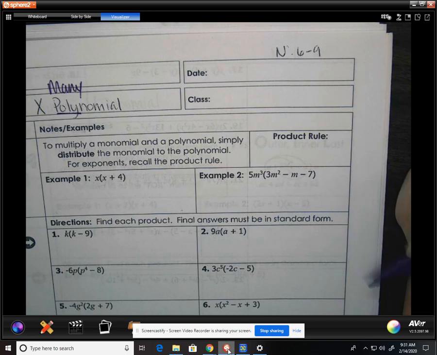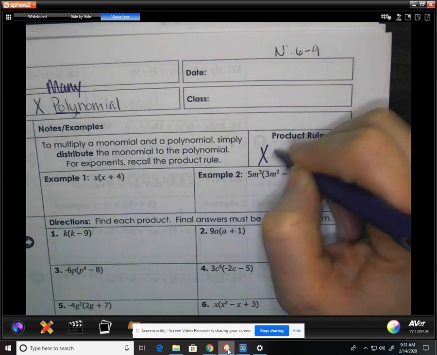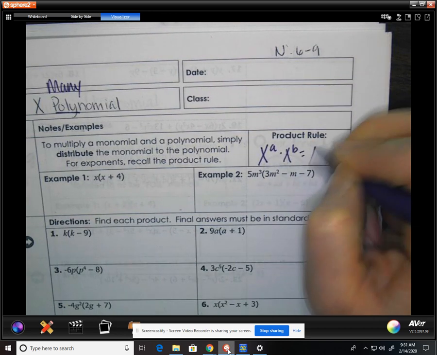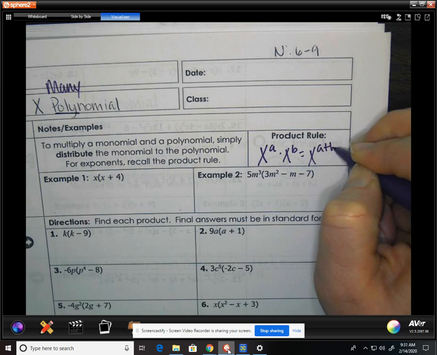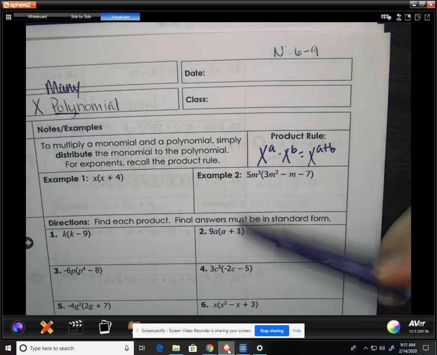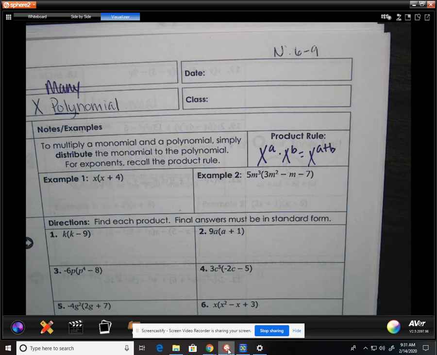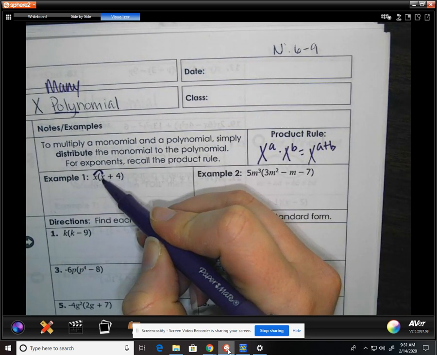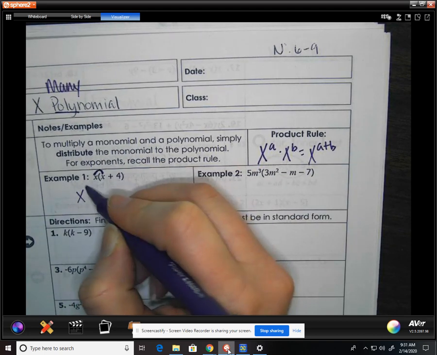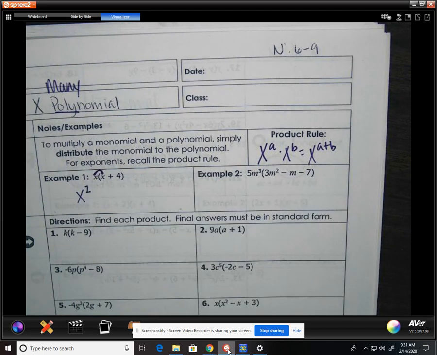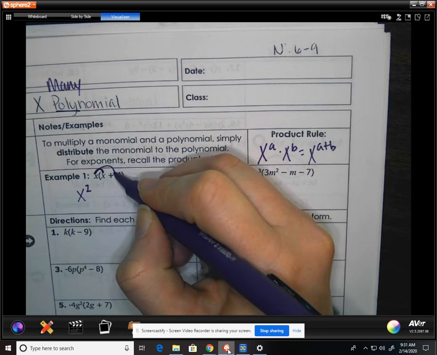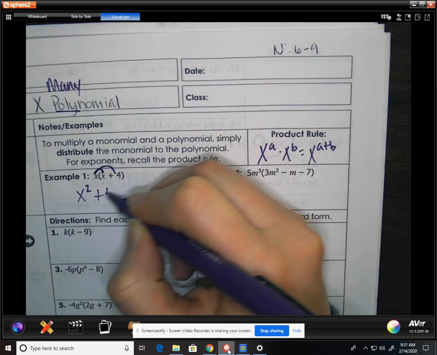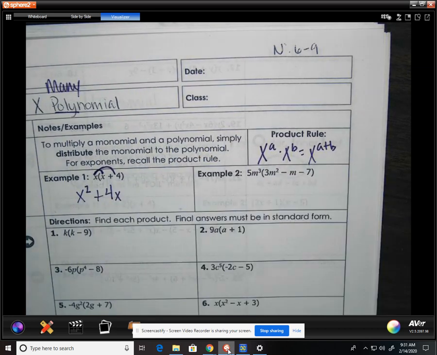And for exponents, recall the product rule. The product rule is x to the a times x to the b equals x to the a plus b. So remember, you're just going to multiply coefficients and add exponents. So here you do not have a coefficient. So when you do this, x times x just becomes x, and we put squared because there are 2 x's. When I multiply x times 4, I do have a coefficient, so I write that coefficient of 4 first, and then I just keep the x because it has no x's to add to. And then that's my answer.